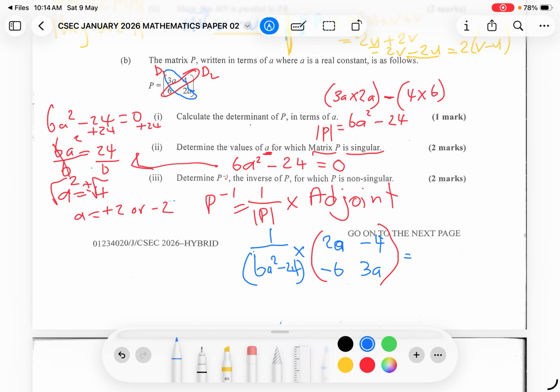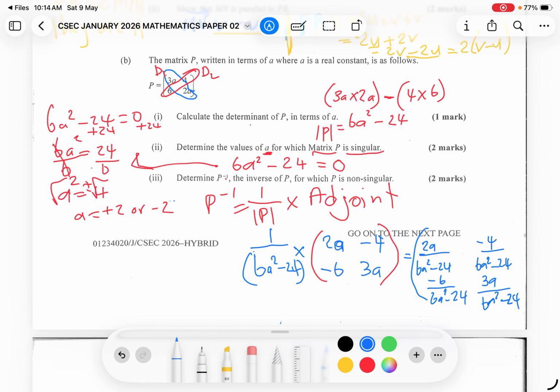To complete this now, we're going to use our multiplication of a fraction by all the elements inside. So this becomes 2a for the first element over 6a squared minus 24. So we're completing that. Negative 4 over 6a squared minus 24. Then negative 6 over 6a squared minus 24. And then we have 3a over 6a squared minus 24.